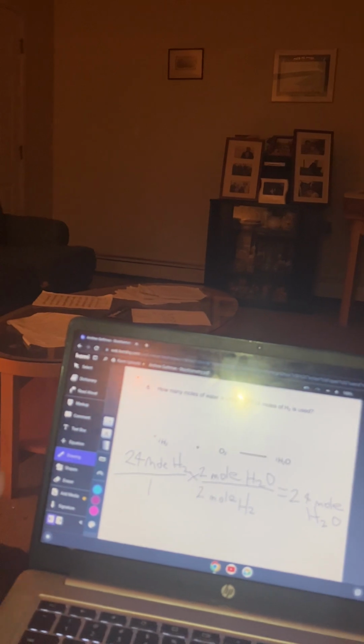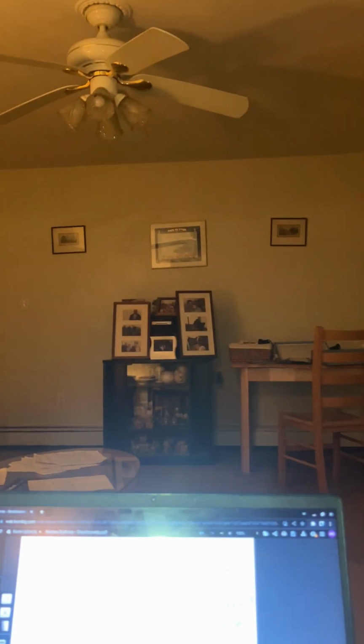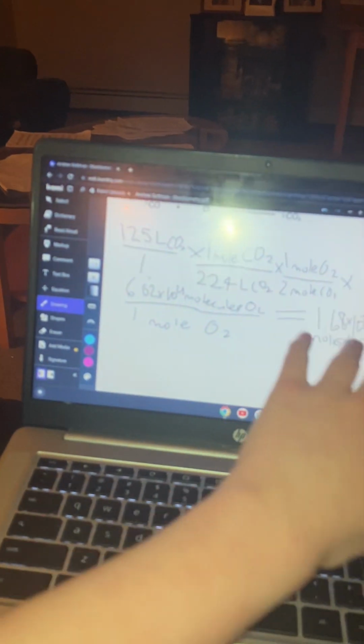This is how many moles of water is produced if 24 moles of H2 is used. This is only a one-step problem. Because it's moles to moles, you're subtracting 2 steps, so you only need 1 step. And this is something involving particles.